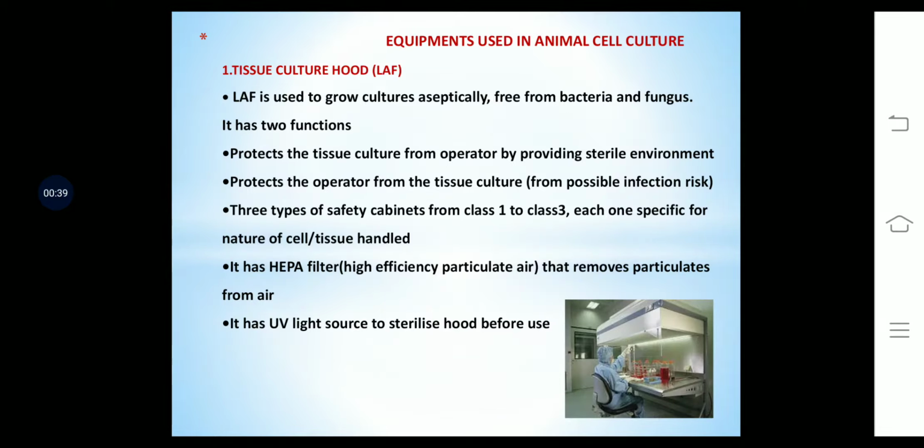Coming to the characterization of cell lines, every cell line has got a particular growth curve, how it grows. So they go through three phases: lag phase, log or exponential phase, and plateau phase. In the lag phase, growth is very less because cells are getting acclimatized to the new environment.